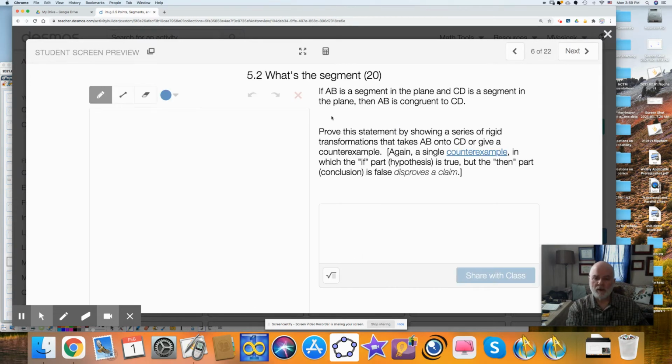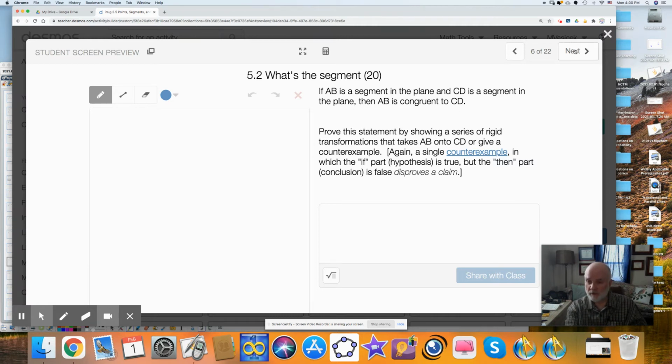Now, here is the next statement. It says, if AB is a segment in a plane and CD is a segment in the plane, then AB is congruent to CD. Prove this statement by showing a series of rigid transformations that take segment AB to CD. Or give a counterexample. Again, a single counterexample disproves a claim, or a single counterexample in which the if part of the hypothesis is true, but the then is false. That would disprove a claim.